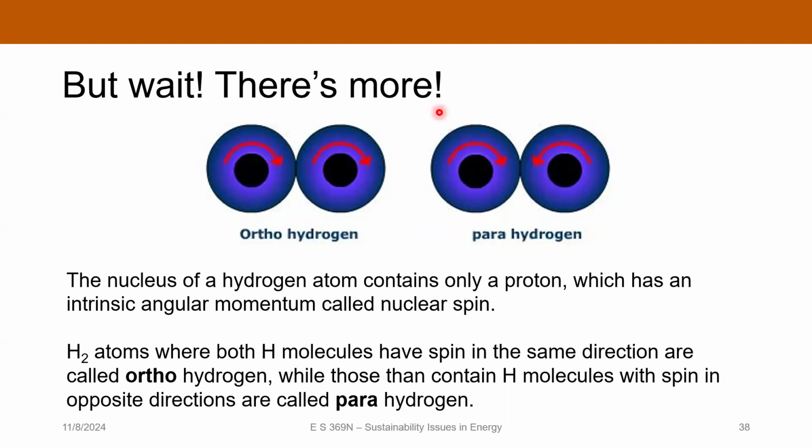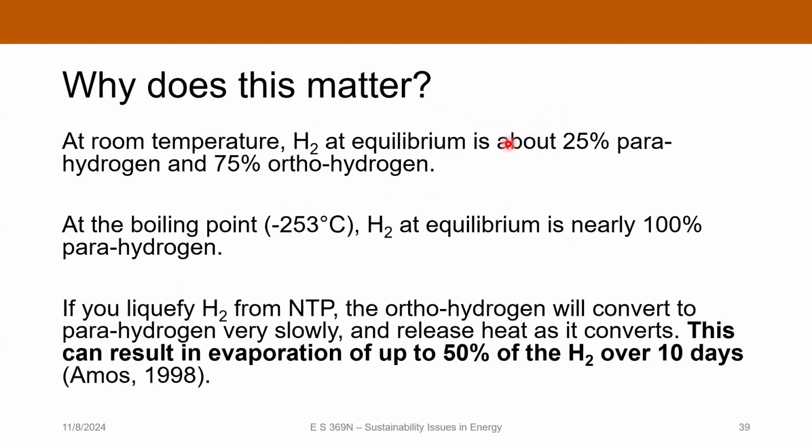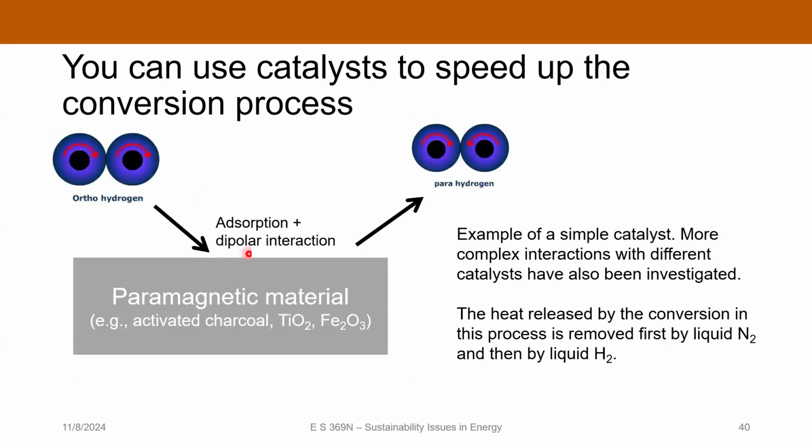Okay. And the reason this matters is that there's a different abundance of ortho and para hydrogen depending on what temperature you're at. So at room temperature, it's 25% para and 75% ortho. But to get it to liquefy, it has to be 100% para hydrogen, because that's what's at equilibrium at that temperature. So you need to convert the ortho hydrogen to para hydrogen. And if you just let this happen naturally as you cool it down, it takes many, many days, and you can lose up to 50% of your hydrogen to evaporation during the process. So that's not good.